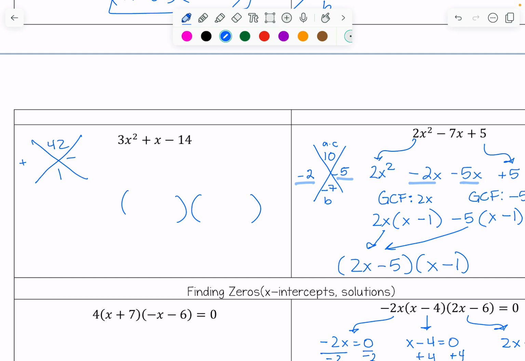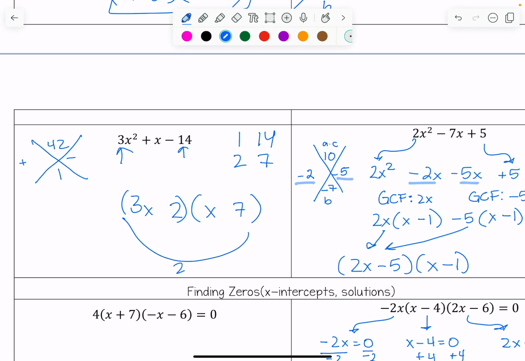You can do the guess and check method, where you do 3x and x, because those two make this. Then the only two things that make this are a 1 and a 14, or a 2 and a 7. So I need to figure out which ones will merge that way. I think 3 times 14 is going to be too much, and I don't think that's going to help us. So I think it's going to be the 2 or the 7. So let's try 2 and 7.